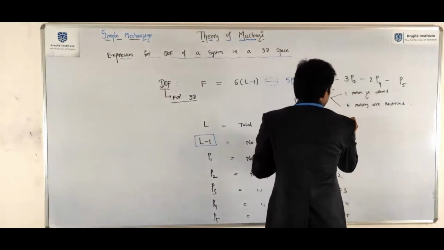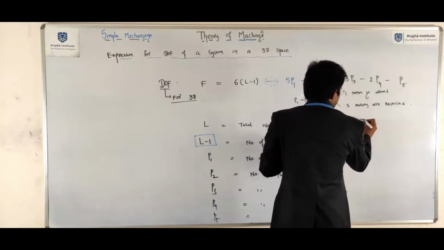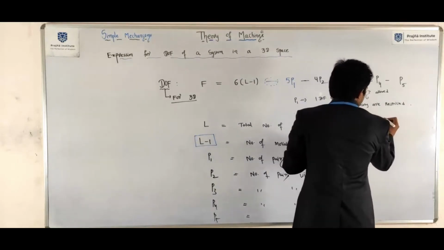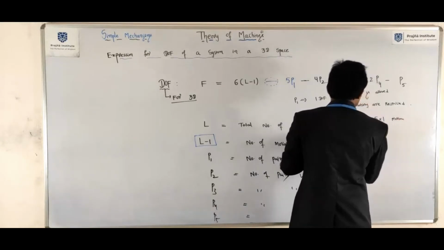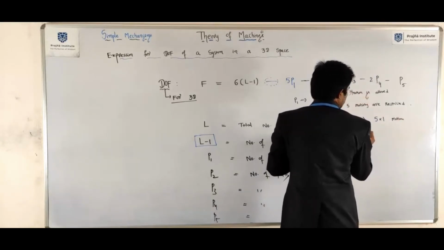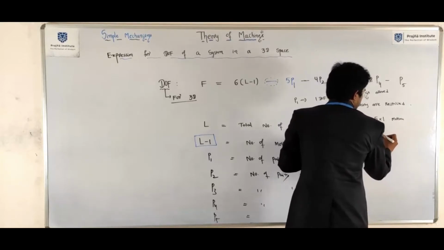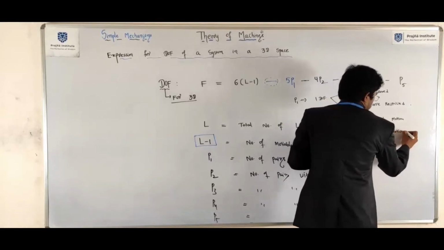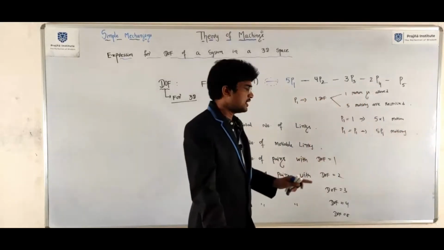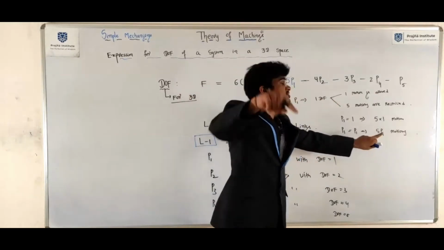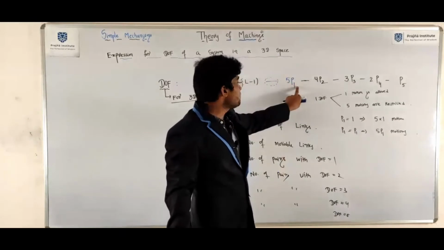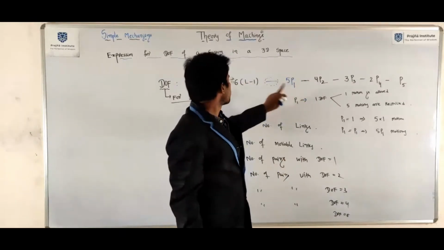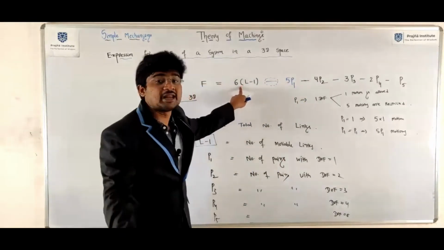P1 is equal to 1. Number of motions restricted, 5 into 1 motions restricted. Here P1 is equal to P1, so 5 P1 motions are going to be restricted. That is why we need to subtract 5 P1 motions from the total available motions.